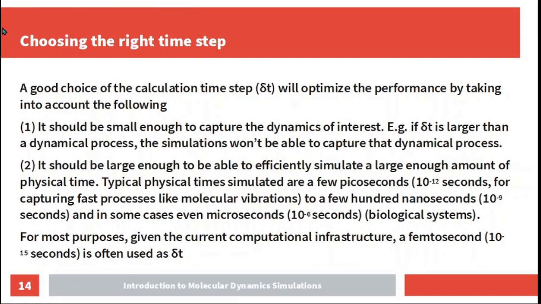Then the question is how to choose the right time step, that is delta t. A good choice of the calculation time step delta t will optimize the performance by taking into account the following. Firstly, it should be small enough to capture the dynamics of interest. For example, if delta t is larger than a dynamical process, the simulations won't be able to capture that process. If you consider a diatomic molecule which vibrates such that it completes one vibration every 1 femtosecond, which is 10 to the power of minus 15 seconds, and your delta t is larger than 1 femtosecond, then you won't be able to see this type of vibration.